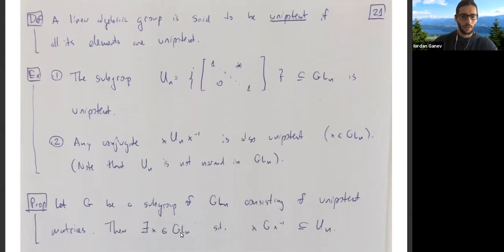And so this proposition we have here is important because it reduces the study of unipotent groups in some sense to the study of UN, this example. It says that if we have a subgroup of GLN consisting of unipotent matrices, then we can always conjugate this subgroup inside GLN to get a subgroup of UN. So we can think of G as the image of a closed embedding of some arbitrary unipotent group, and we can conjugate that image so that it lands inside UN.